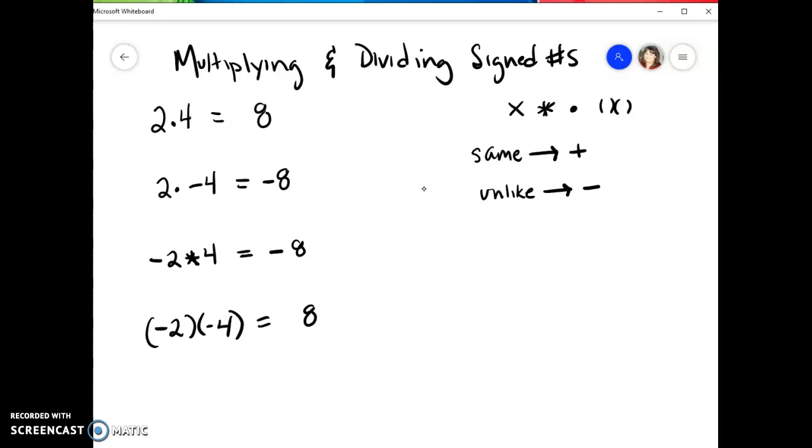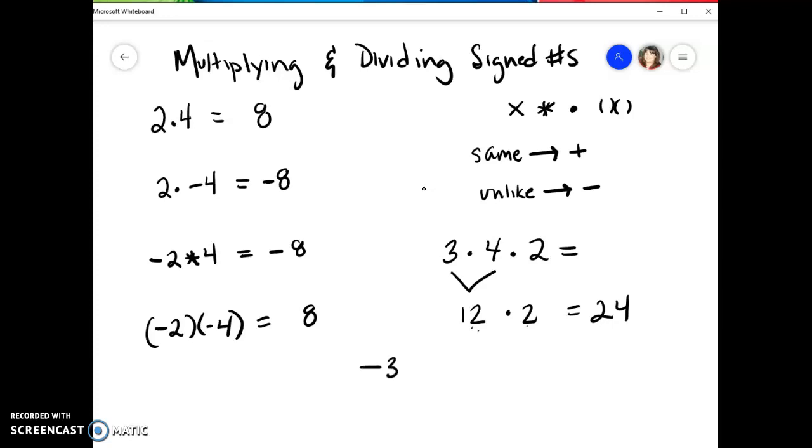Now, if you have more than two numbers multiplied, let's say you had 3 times 4 times 2. We have to first do the first two. So you look and you say, okay, that's 12. And then multiply it by 2. You get 24. So if you keep it like this, you can think, okay, when I multiply these two together, like signs, positive result. Multiplying these two together, like signs, positive result.